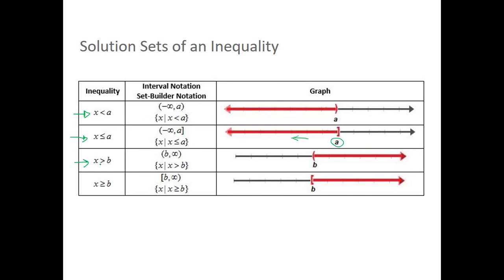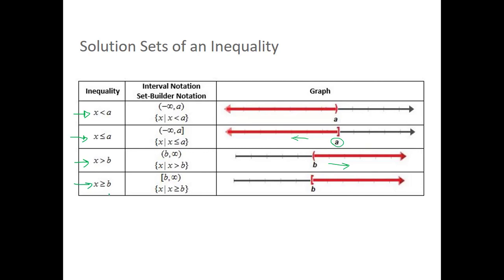The solutions of the inequality x > b are all numbers greater than b. The graph of the solution set consists of all numbers to the right of b, but not including b. So we shade to the right and put a parenthesis on b. Its interval notation is (b, ∞). Its set builder notation is the set of x such that x > b.